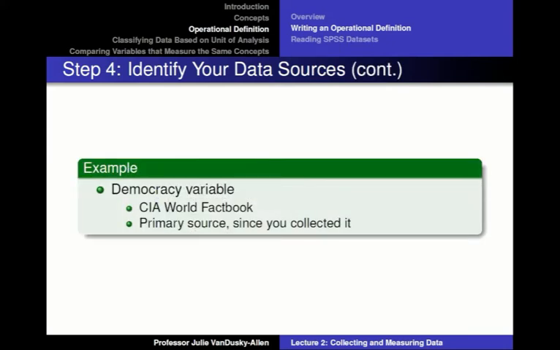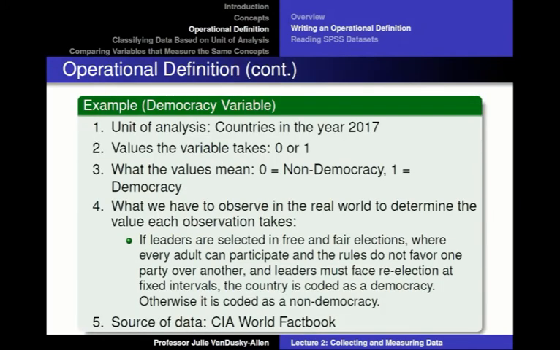So in our previous example, we stated that we would classify a country as democratic if it had free and fair elections, where every adult can participate, and the rules do not favor one party over the other. In addition, leaders in the country have to face re-election at fixed intervals. We could use the CIA World Factbook as a data source in this case to determine if different countries throughout the world meet these two criteria. The variable we created would be a primary source as we collected it. And here is the operational definition of democracy in full.